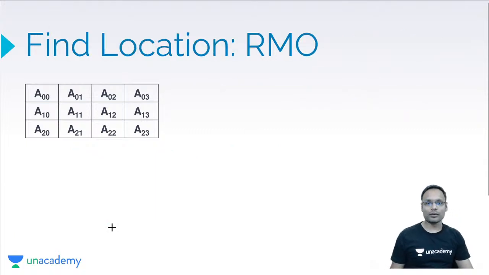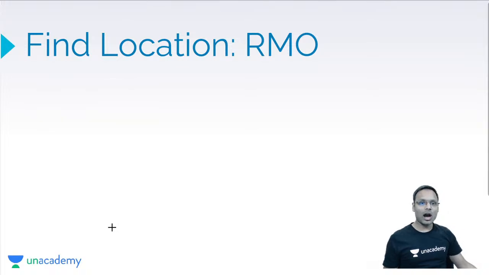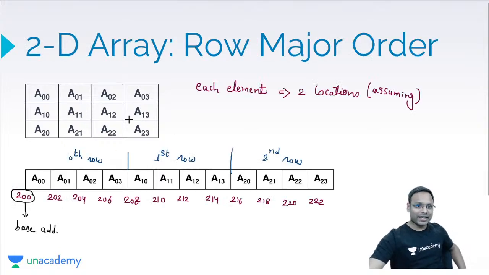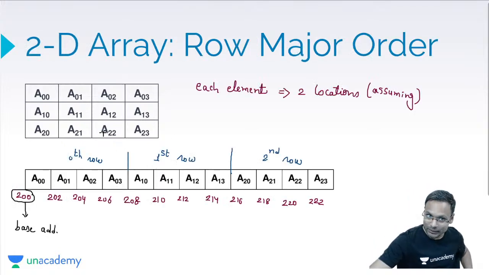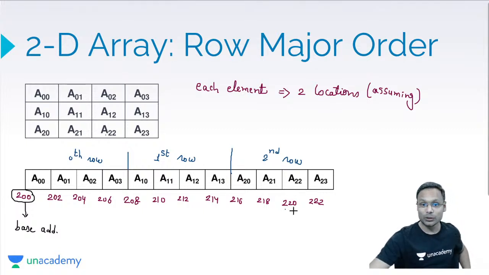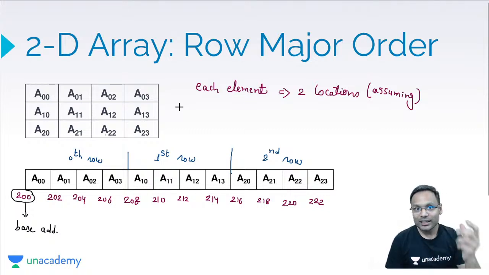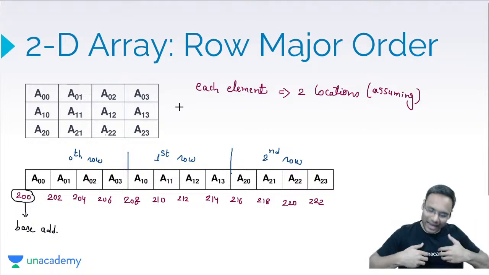Now in row major order, how do we find out the location? Suppose I am asking, can you give me the address of the element A of 22? The address of A of 22 here should be 220. But how to find it? Until we draw this, how to find it? This is very easy when we have only 12, 15, 16 elements. If we have 100, 200 elements, can you draw that? No. Can you get a formula? Of course. How? I will explain.